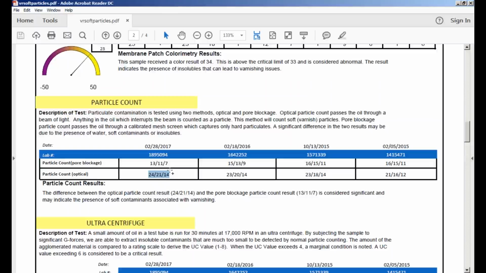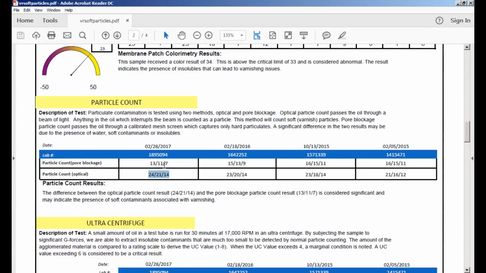It really reminds me of questions I often get from customers. They'll say, "Hey, I sent a sample to you guys and I sent a sample to another lab, and your particle count is way lower." We normally run pore blockage on everything that comes in here, probably 90% or higher of the samples. We're big believers in that technology. "Well, I sent it to another lab, and they got a much higher score than you did." Well, here is a good example of how that can happen.